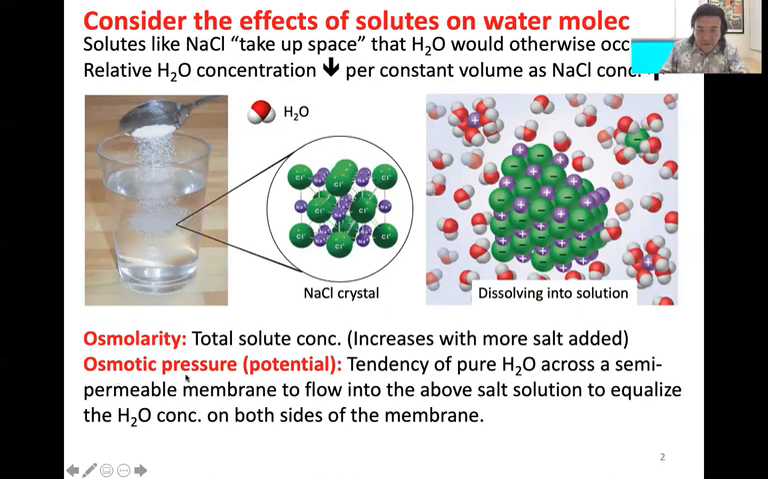Osmotic pressure or osmotic potential is the tendency of the water molecules here to be encouraged to flow through a semi-permeable membrane to allow salt solutions like this to equalize on both sides of that membrane.